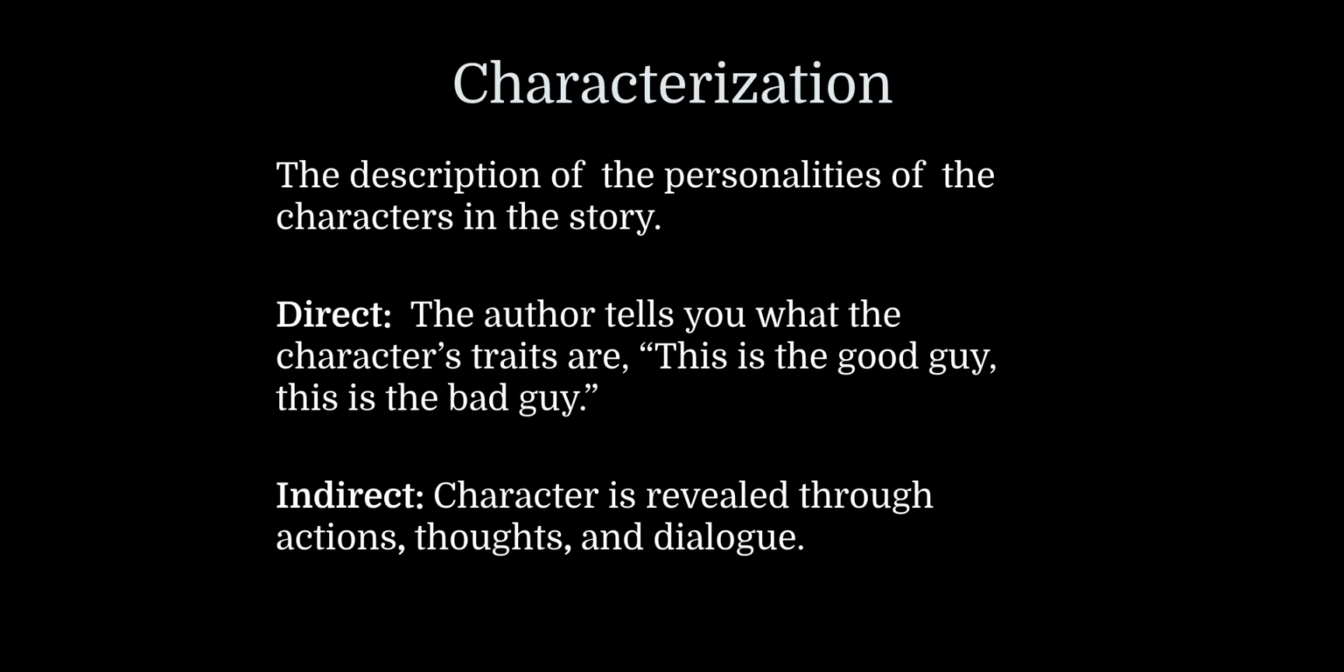Now, the characters in a short story, a novel, a movie, whatever, are actually described using something called characterization, the description of the personalities of those characters. And again, much like with setting, there is direct and indirect characterization. In direct characterization, the author tells you what those characters' traits are. This is the good guy. This is the bad guy. This guy was quite honest. In indirect characterization, the character is revealed through actions, thoughts, and dialogue.